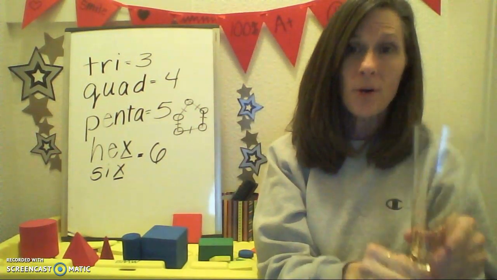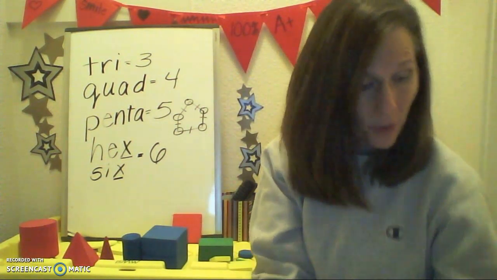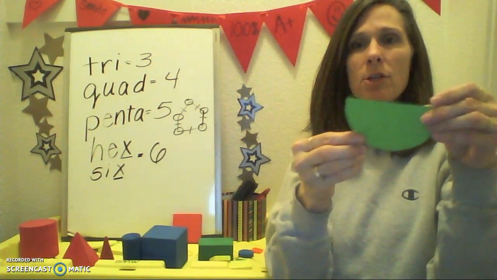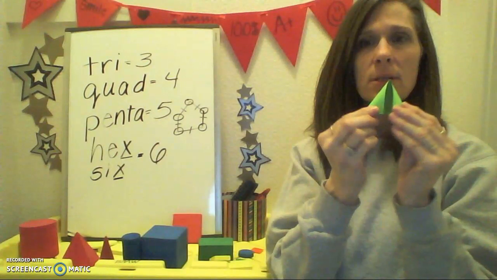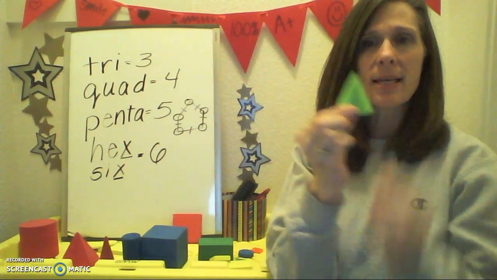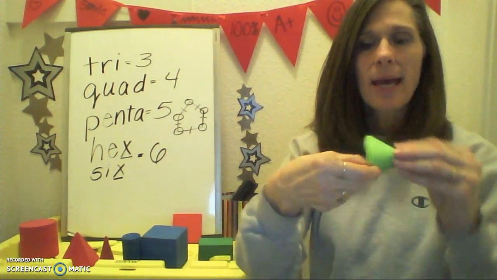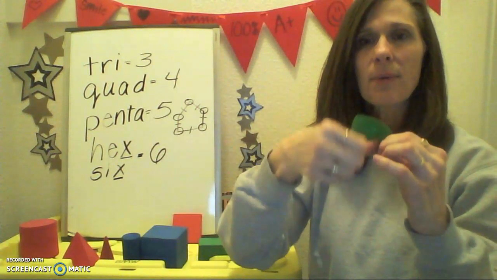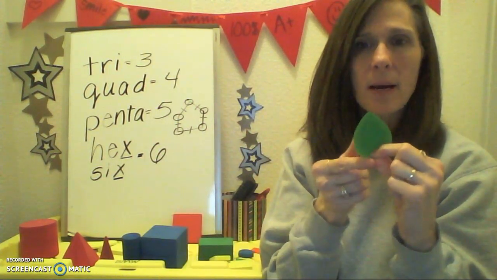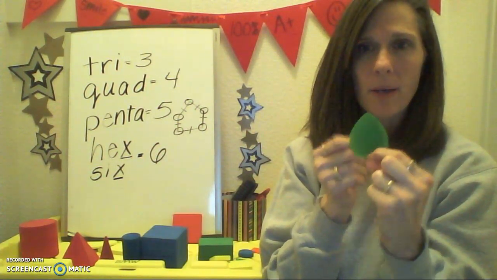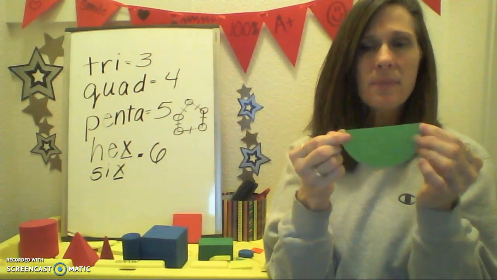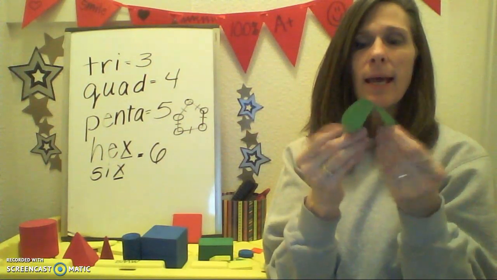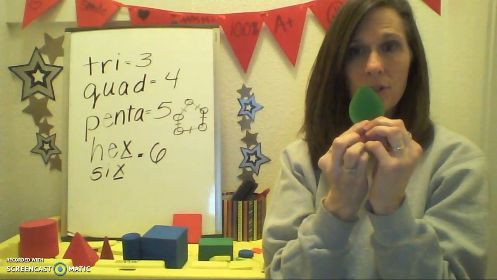Now, a cone is actually made out of a half circle. So I'm going to show you. Here is my half circle. And if I fold it around, you can see now I have a cone. And look on the inside. You can see right here, there is my circle shape, right? That makes the bottom part of my cone. So a cone is made from a half circle and a circle.